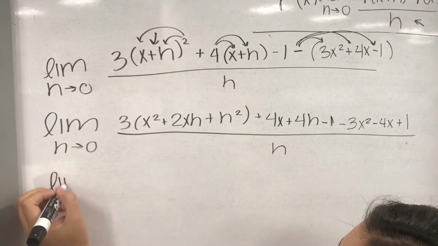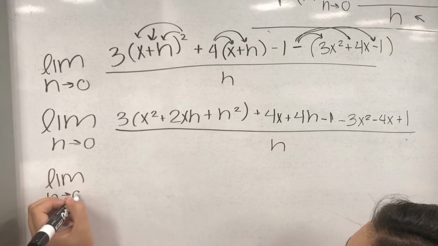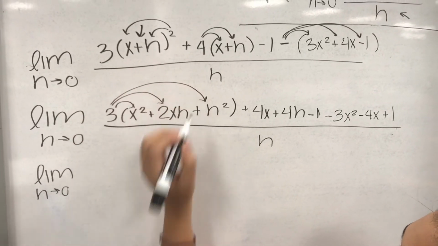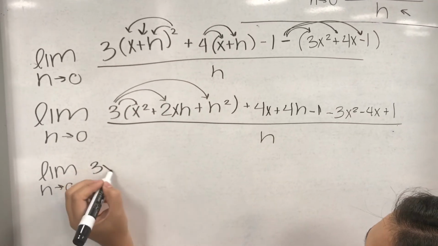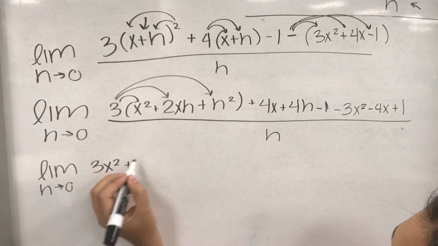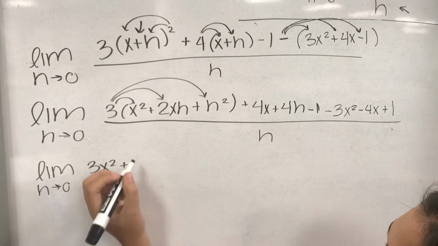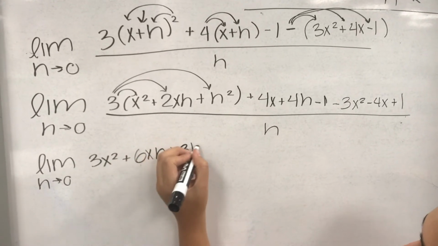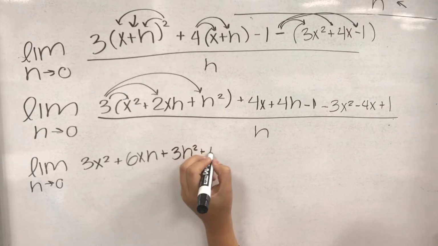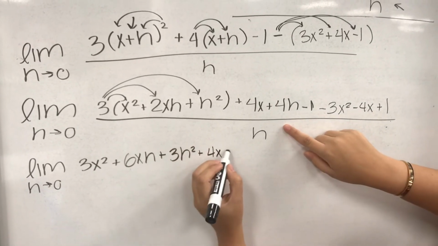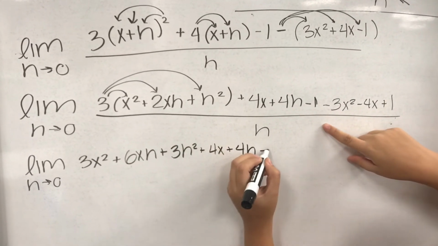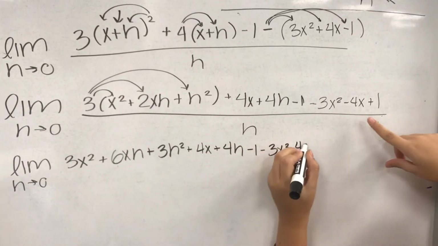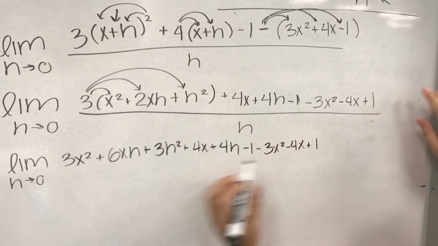Now we rewrite the limit when h approaches 0. Now we have to distribute once again this term so we can expand our equation, which would be 3x squared plus 6hx plus 3h squared. And then we rewrite everything that we previously wrote. Minus 3x squared minus 4x plus 1, all over h.